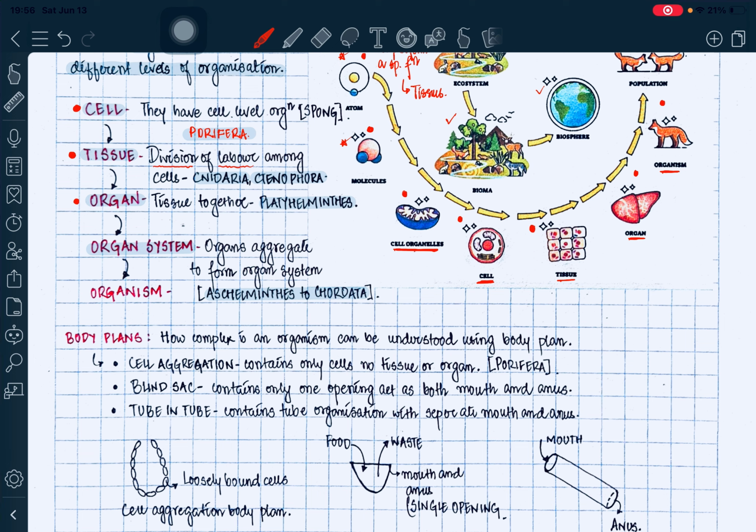Obviously, we will be discussing the phyla one after another, but this is the basic understanding of the different levels of organization that you are going to see in this chapter. So some organisms will have cellular arrangement, some of them will have tissue arrangement, some of them will have organs in them, some of them will have organ systems, and obviously they will develop into a complete organism.